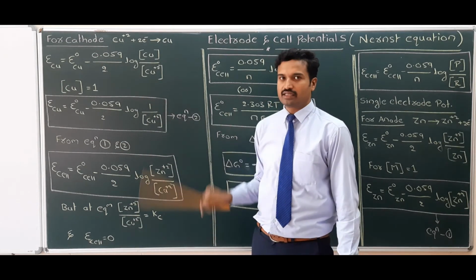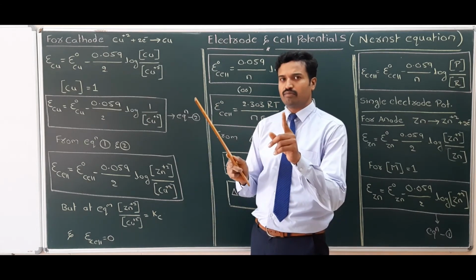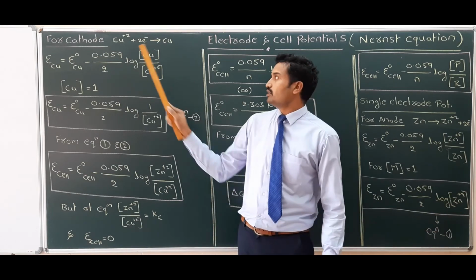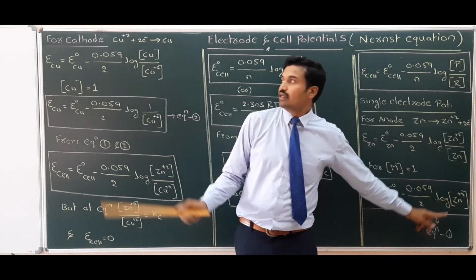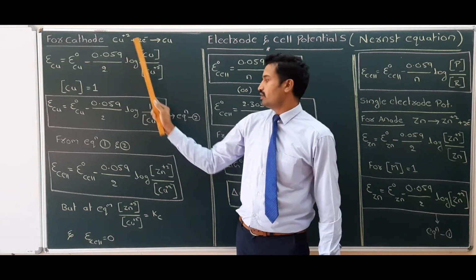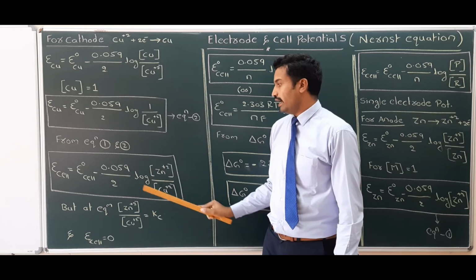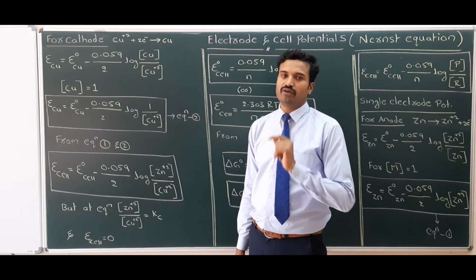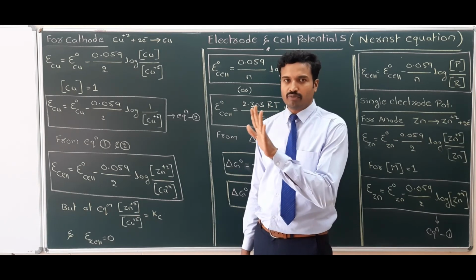In the total cell reaction, Zn is converted into Zn plus 2, and Cu plus 2 is converted into Cu. So Zn plus 2 is on the product side, Cu plus 2 is on the reactant side. So it is Zn plus 2 by Cu plus 2 concentration. At equilibrium, the Daniell cell potential value is 1.1 volts.